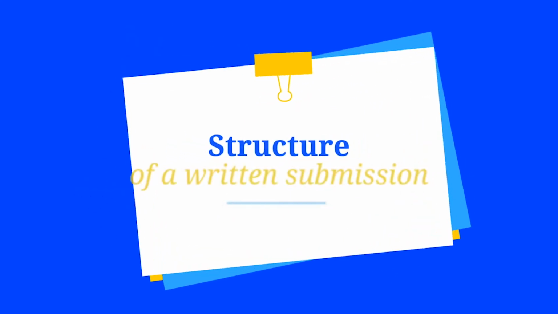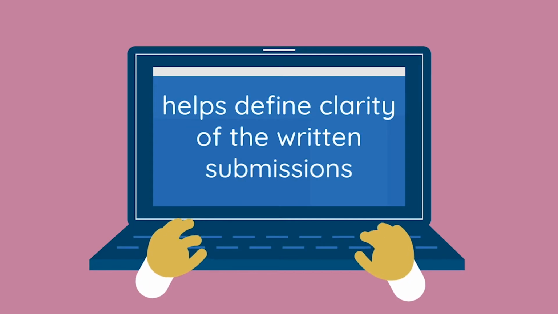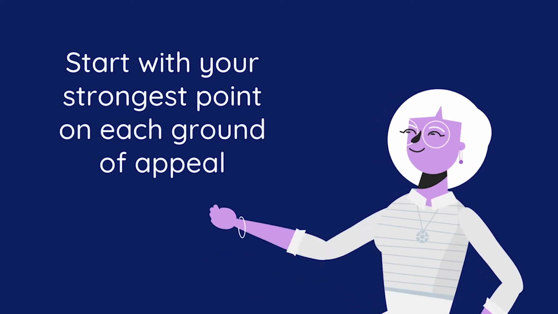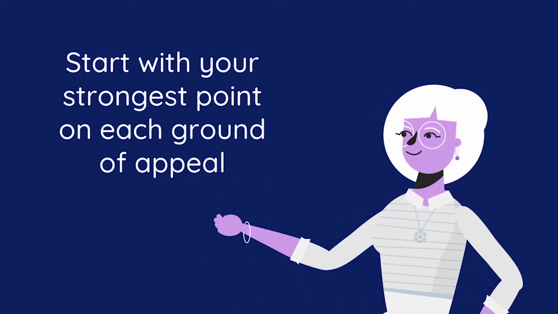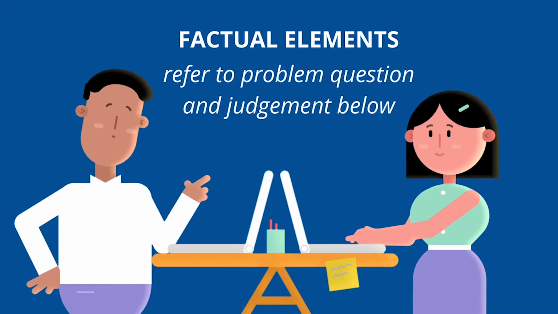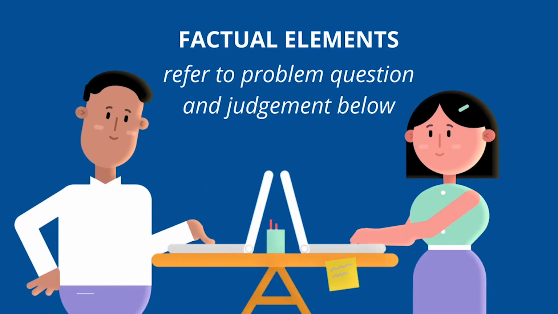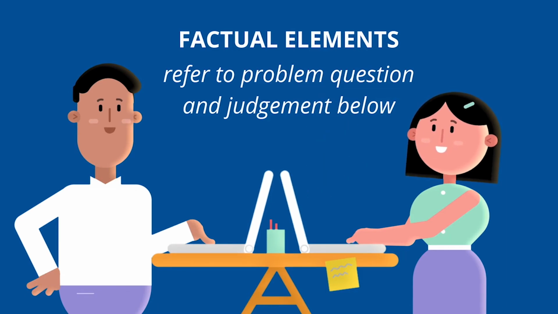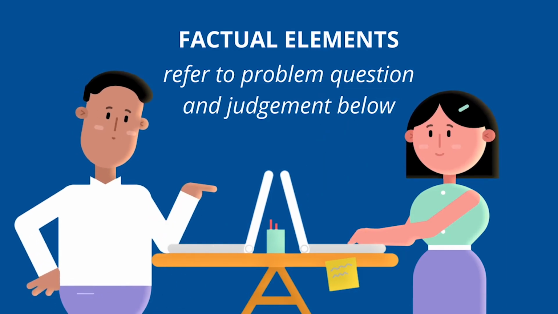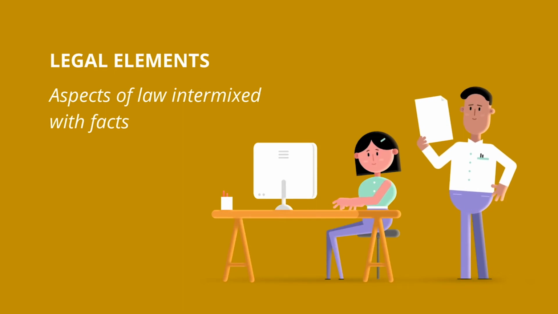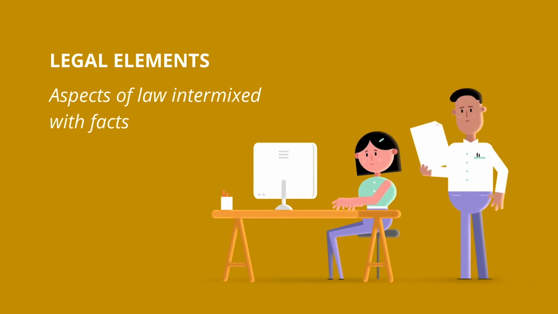So second, structure your written submissions. This is really important because it helps define the clarity of your written submissions. Start with your strongest point on each ground of appeal and make sure that in every argument you have both factual elements, so you're referring to the fact pattern and the judgment below, and then also have your legal arguments which are intermixed with your factual arguments. And that will make it clear exactly where you're going and what points you're making.